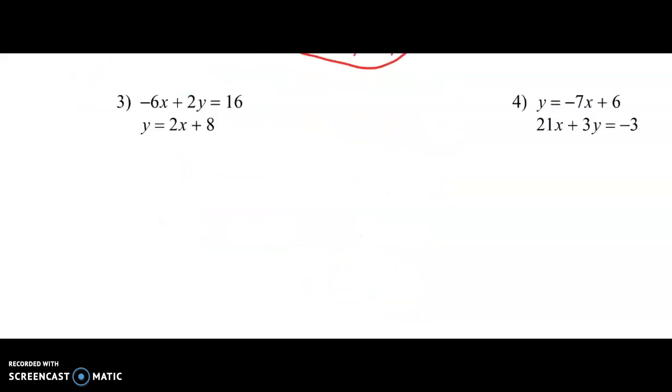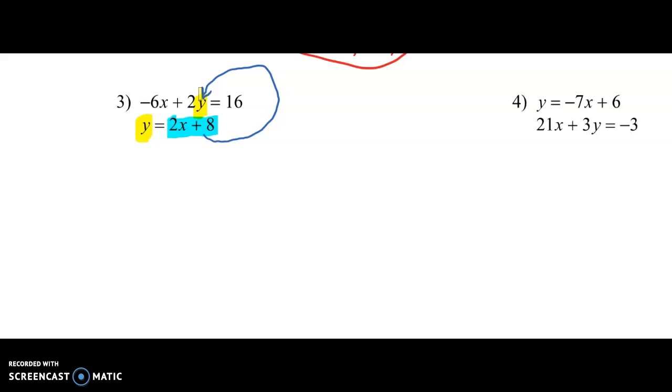Let's move on to example number 3. So again, we want to use the substitution method. So we're going to start off where we have one of the variables isolated. In this case, again, it's y. What does y equal? Y equals 2x plus 8. So we're going to take that expression that y equals, that 2x plus 8, and we are going to substitute in for y in the other equation.